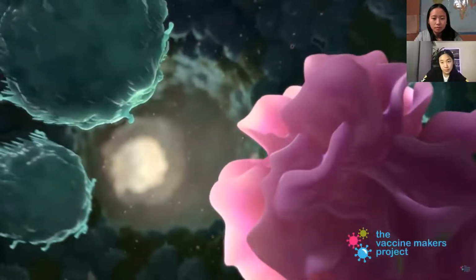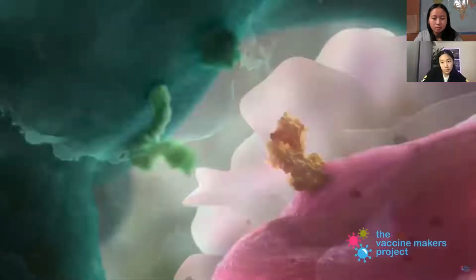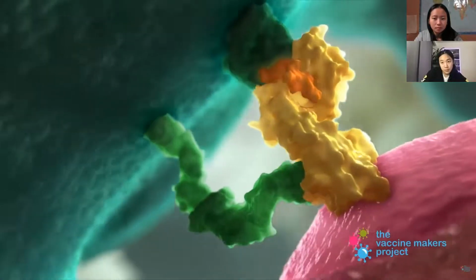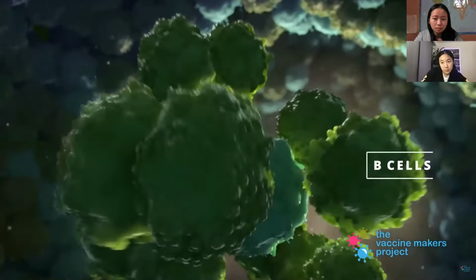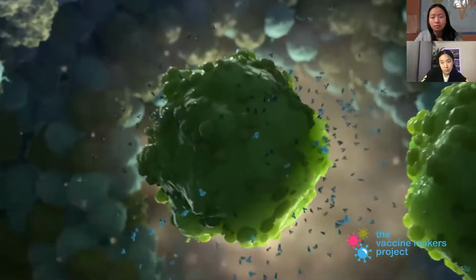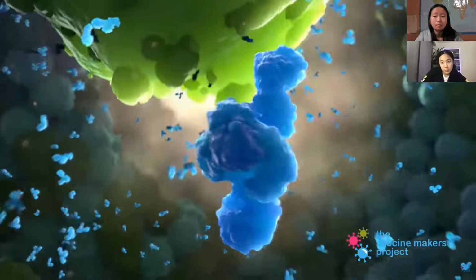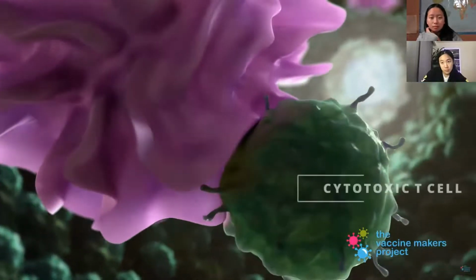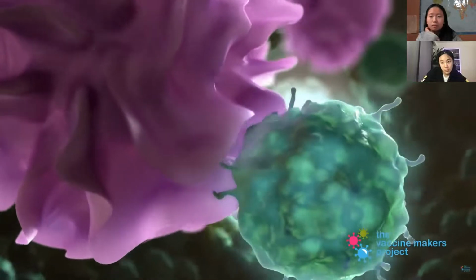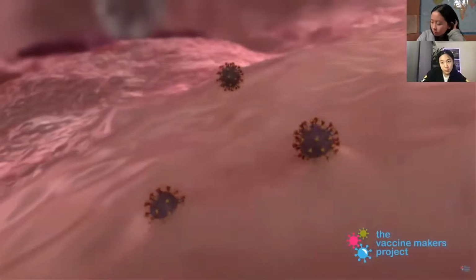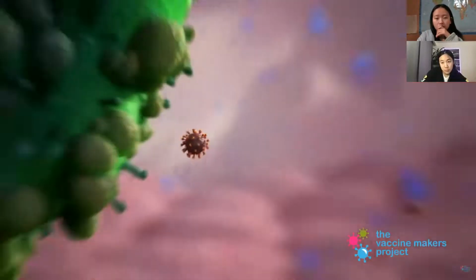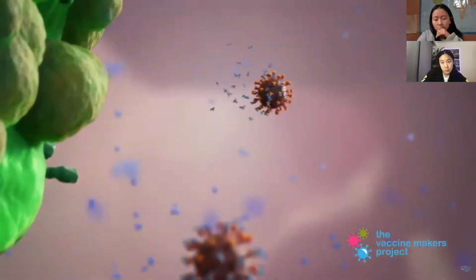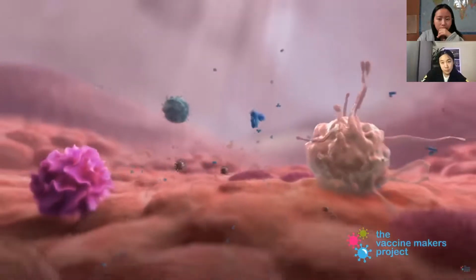The dendritic cell travels to a nearby lymph node, where it presents the surface proteins to other cells of the immune system. Some of these cells, called helper T cells, train B cells how to make antibodies that will fit perfectly onto the surface protein of the virus. Other cells stimulated by the protein pieces, called cytotoxic T cells, can kill virus-infected cells. Now, when the coronavirus tries to infect us, our immune system is ready, immediately recognizing, neutralizing, and destroying it before we ever even have a chance to become sick.